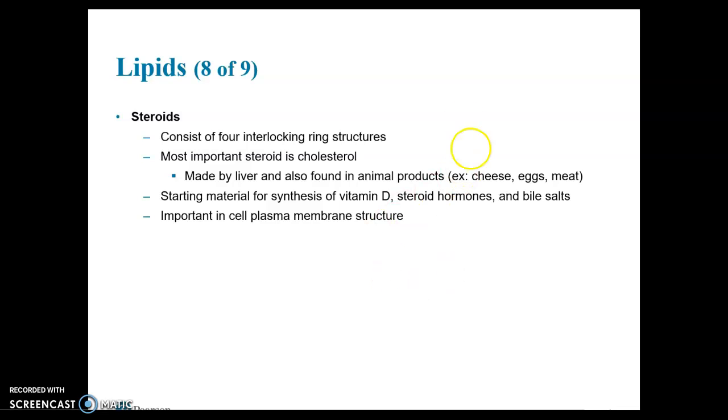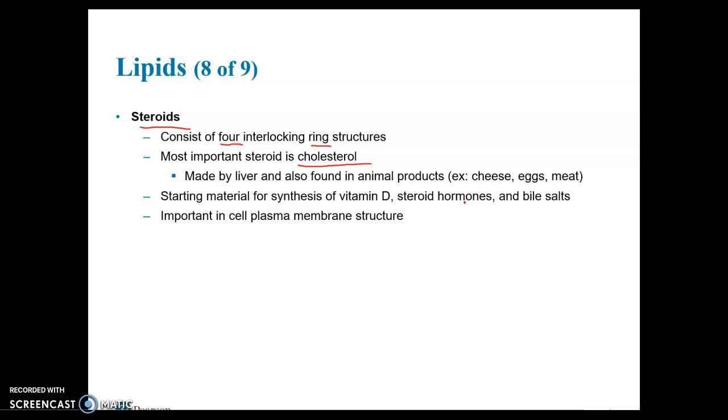phospholipids. There's also steroid lipids, and the steroid lipids are steroid hormones. The precursor for these lipids is cholesterol. Actually, they all start out as cholesterol. So steroids have a different structure. They don't have those fatty acid chains. They have 4 rings, okay? So the most important steroid is cholesterol, and cholesterol is made by the liver. It's also found in animal products like cheese, eggs, and meat.